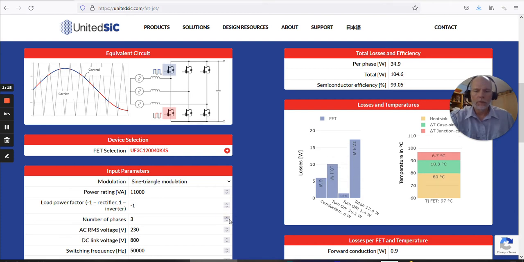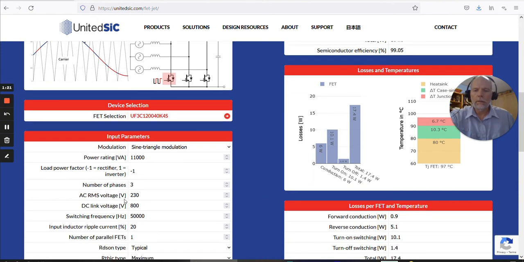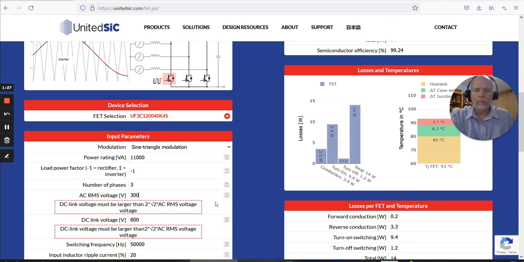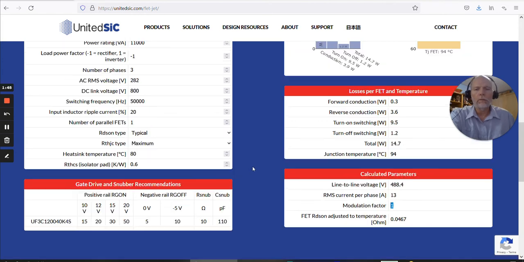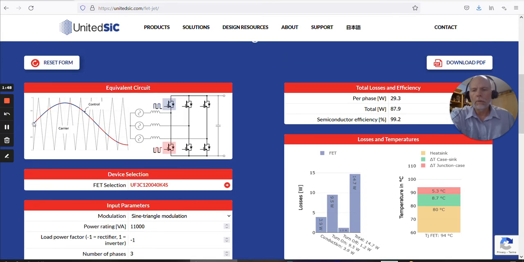So let's go back to 3 phases. And the other thing is, let's just see what happens if we type in a voltage that would be out of range. So this is 300 volts line to neutral, and that's not achievable with an 800 volt DC link. So it tells us what the limit is, so we can type that in. Then the error message goes away. If we scroll down a little bit, we'll see the modulation factor of 1 here. We're right at the limit, and that means that the voltage control signal peak is lining up with the peak of the triangular carrier waveform. So that's the definition of modulation factor 1.